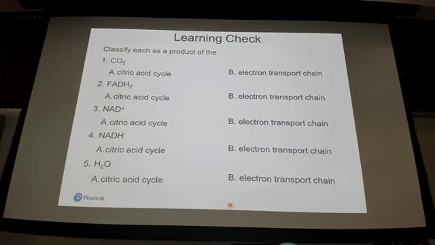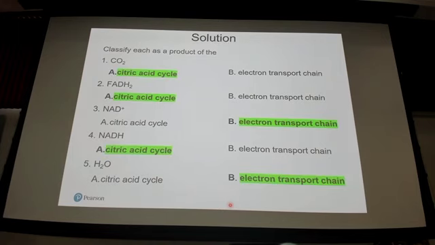All right. What about these products? Tell me where these products are, what pathway they're coming from. Carbon dioxide. FADH2. NADH. Say again. Electron transport. I'm sorry, I said NADH. And water. Any questions about that?